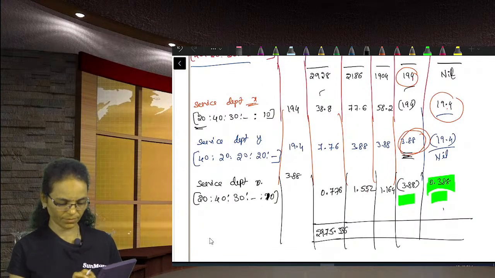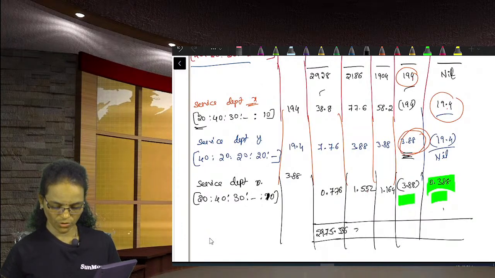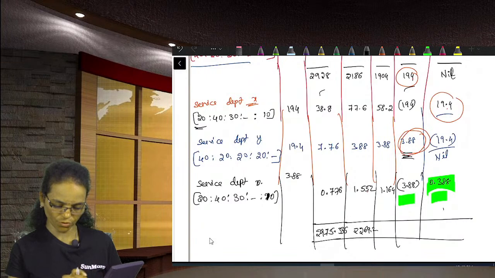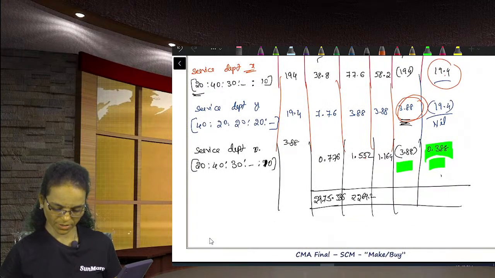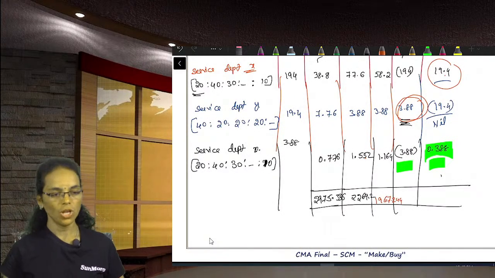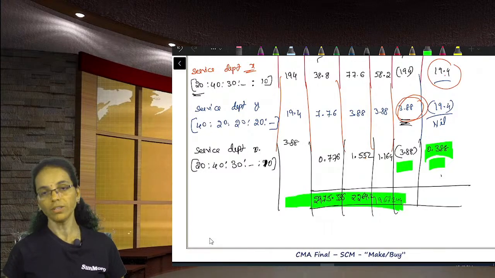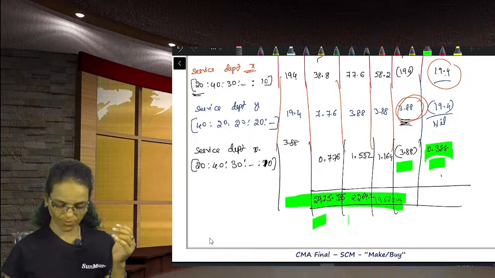Next one, 2,269.2, 0.32. Okay, 1904 plus 5802. Here I will write with a different color, 1967.244. So this is the expenditure for the respective production departments.